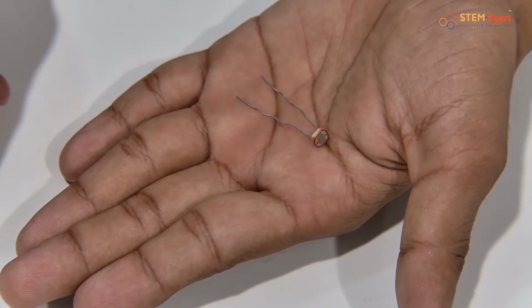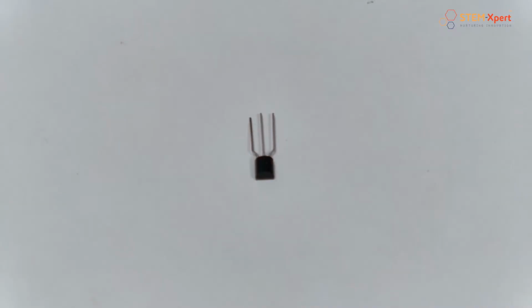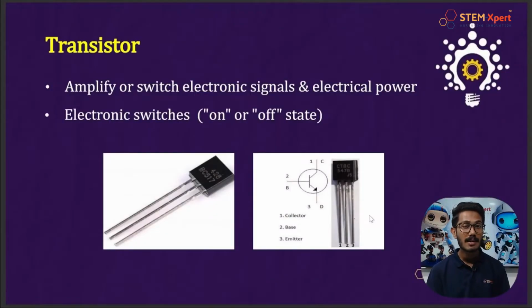Okay, now let's discuss what is a transistor. Here is our transistor. A transistor is used to amplify or switch electronic signals and electric power. Basically, it acts as a switch. We can use a transistor in on state or off state. Also, a transistor has three terminals, that is collector, base and emitter. So, collector is the positive lead of the transistor. Base is used to activate the transistor and emitter is the negative lead.